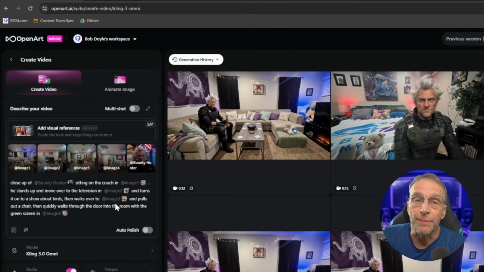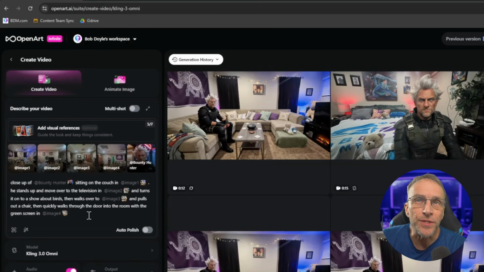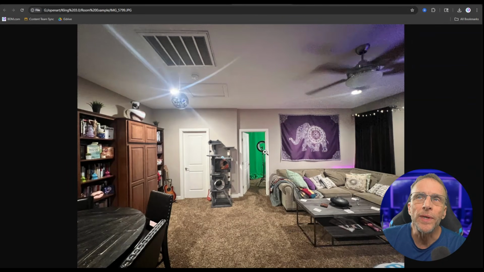Then walks over to image 3, which is this one here, and pulls out a chair, then quickly walks through the door into the room with the green screen in image 4, which means he has to walk all the way from the table from over here all the way into this room if it follows the instructions, and everything should appear as it's supposed to. So how did it do?